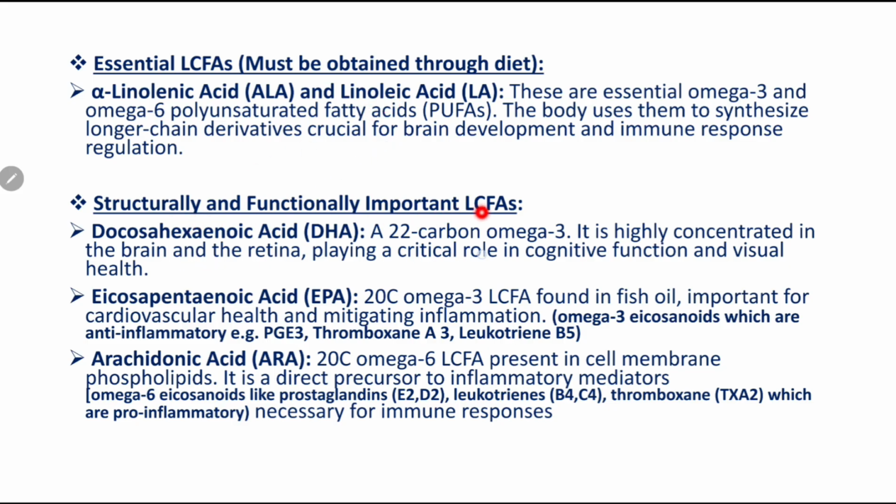Structurally, functionally important long chain fatty acids: docosahexaenoic acid, right? It plays a role in cognitive function, visual health. Icosapentaenoic acid is anti-inflammatory. I mean, it is used in synthesis of omega-3 icosanoids, which are anti-inflammatory. It's found mainly in fish oil. Arachidonic acid is found in cell membrane phospholipids, and it's a direct precursor to inflammatory mediators. You will learn so much about this even in pharmacology next year.